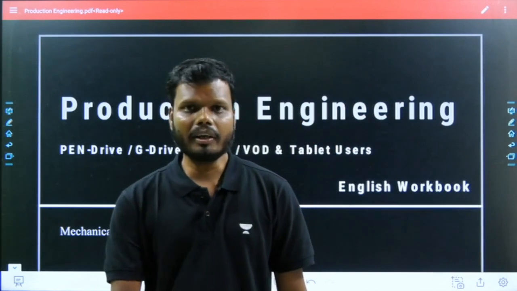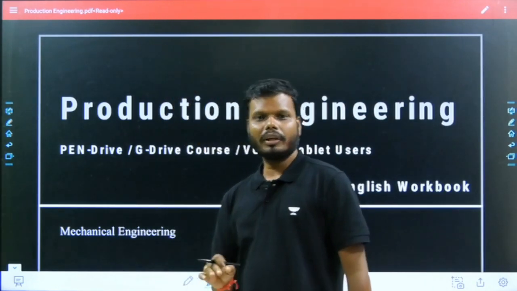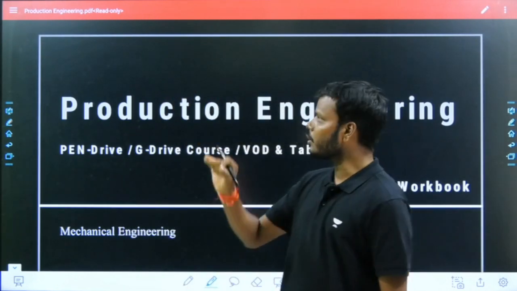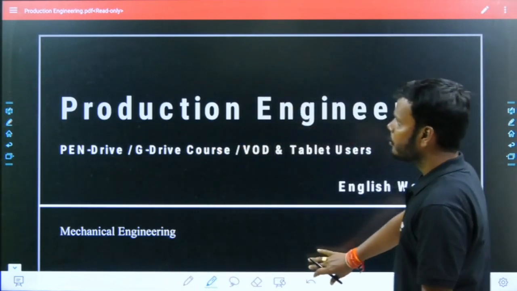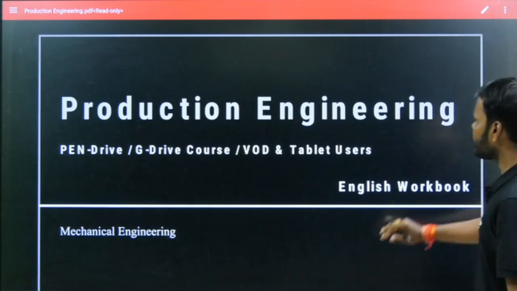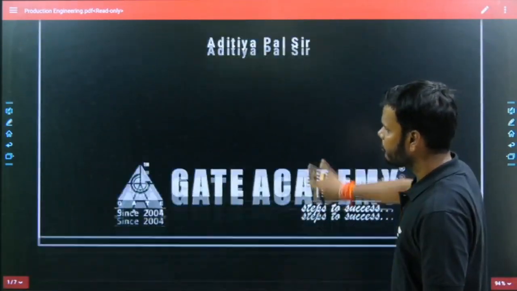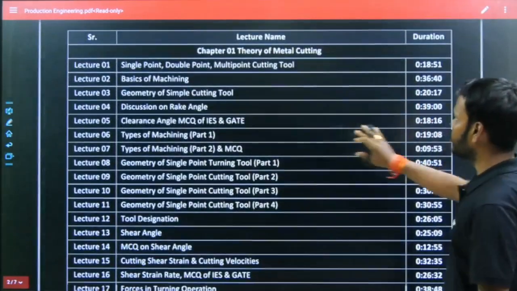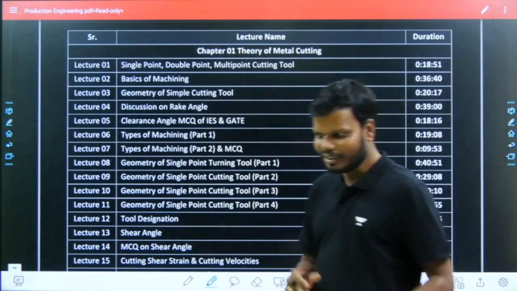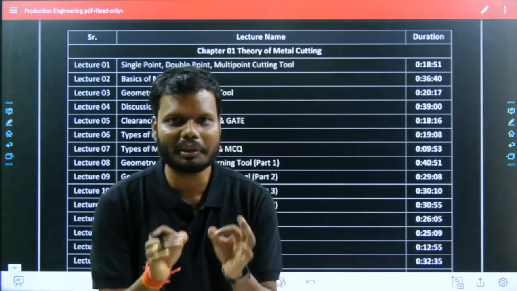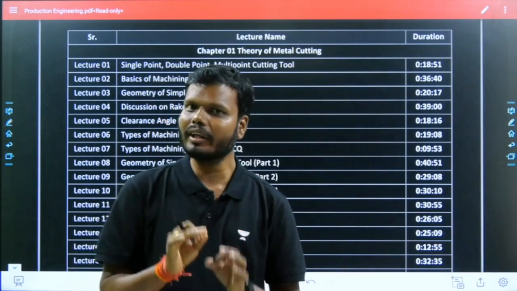So in pen drive, G drive, VOD tablet users, this production engineering subject will be covered in a very good manner. Which topics are covered in the first chapter? Chapter 1 is nothing but theory of metal cutting. As we know, theory of metal cutting is very important for the GATE examination.